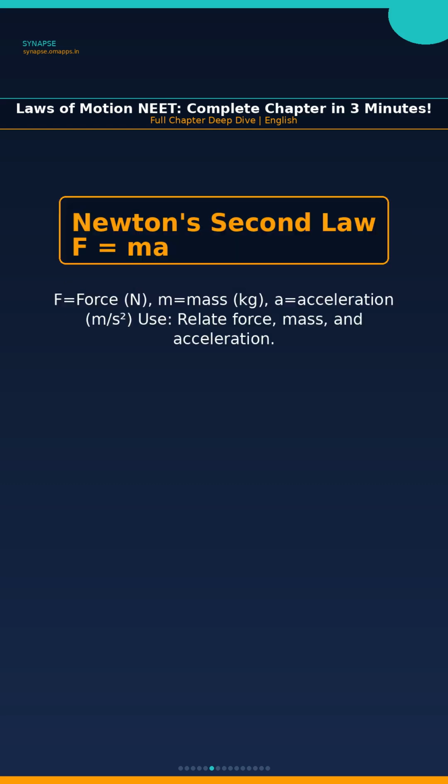Newton's second law is expressed as F equals ma, where F is the force measured in newtons, m is the mass measured in kilograms, and a is the acceleration measured in meters per second squared. Use this formula whenever you need to find the relationship between force, mass, and acceleration.